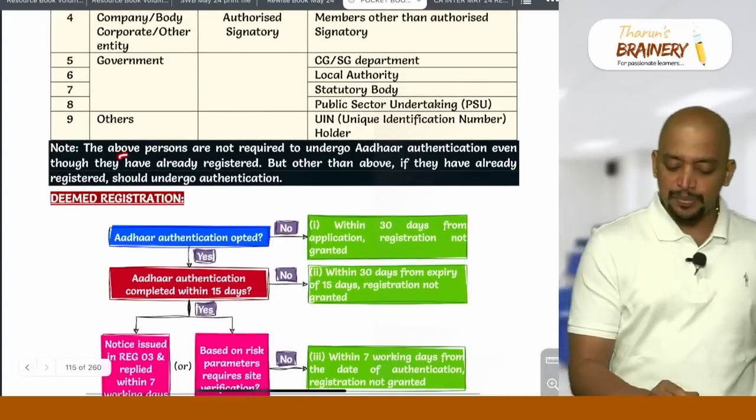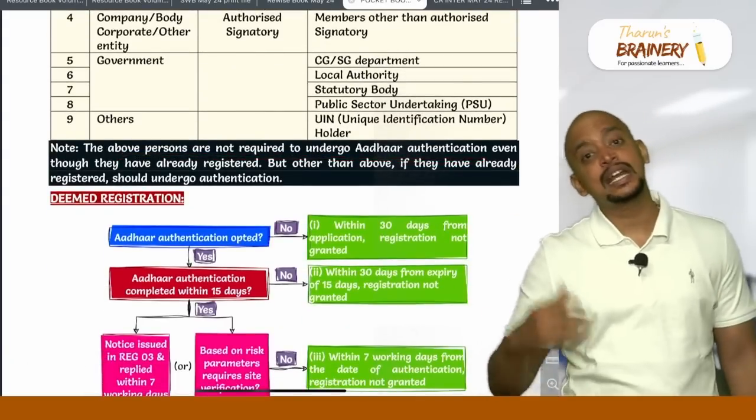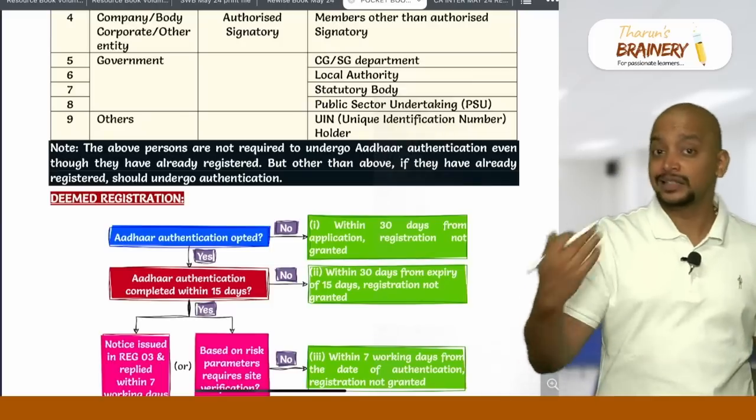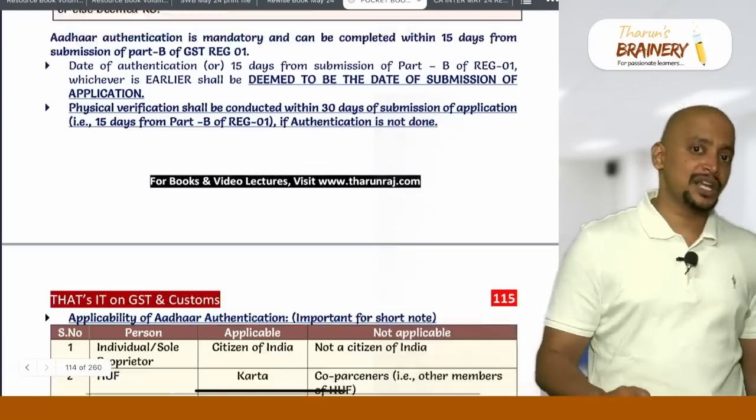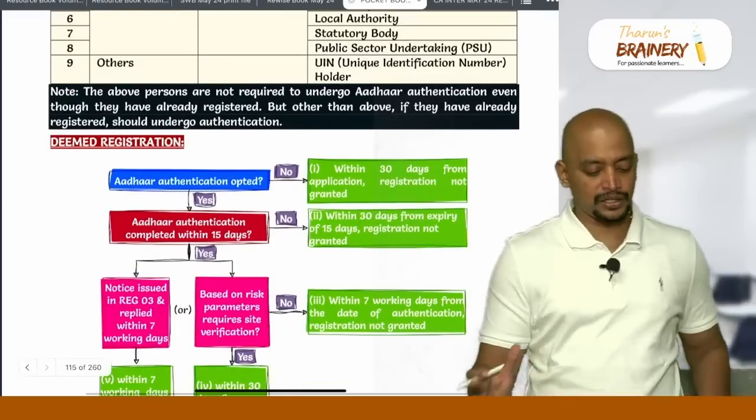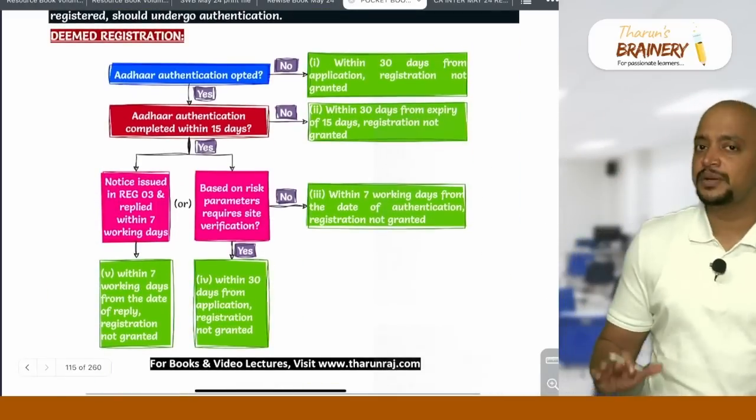And even these people are not required to undergo authentication even after registration is granted. But for others, at the time of registration, suppose they have not undergone authentication, at a later point of time they should complete the authentication. There is a concept of deemed registration.